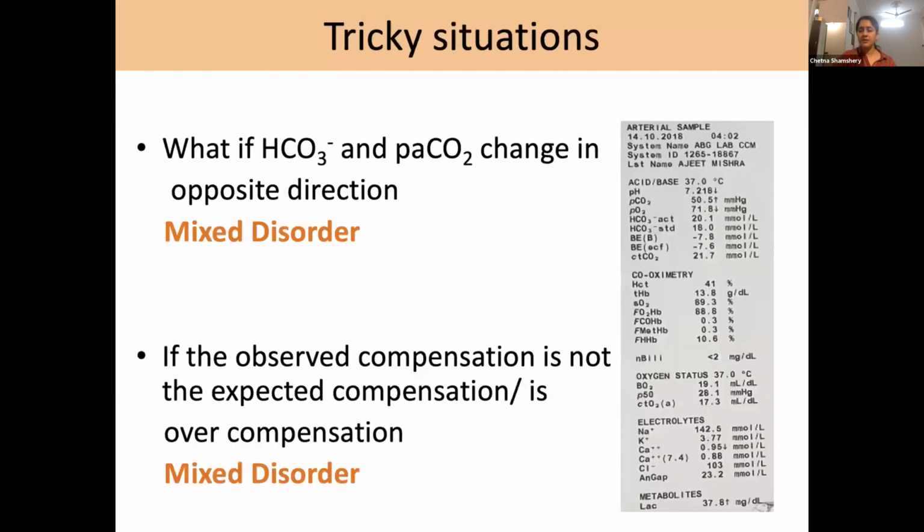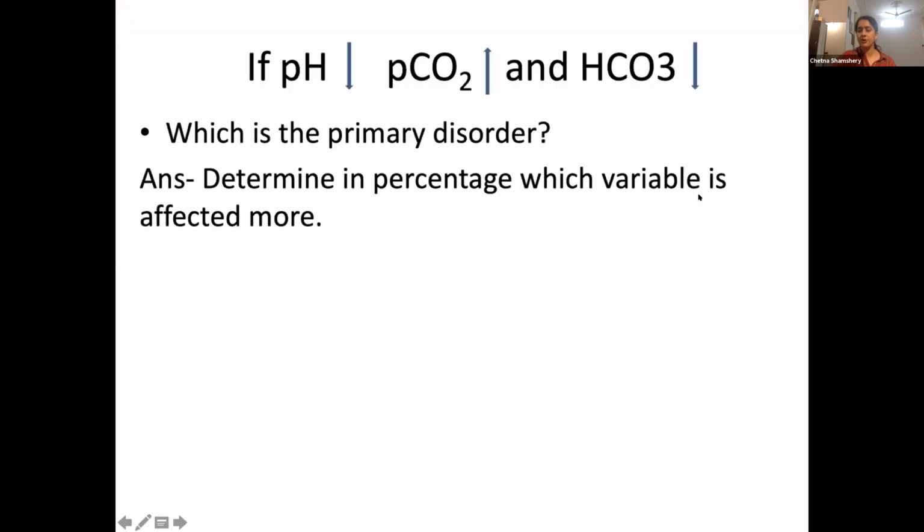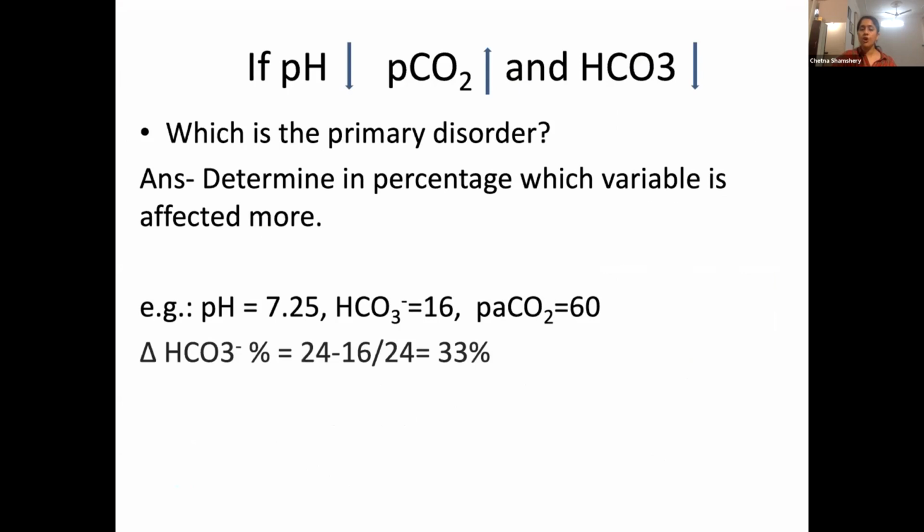I have also given one more example right here. We know that in this example, the PCO2 is going up for acidosis and the bicarbonate is going down for the acidosis. How do I know what is more important, the PCO2 or the bicarbonate? So you always take out the ratio. For example, there is a pH of 7.25. Bicarbonate has gone down from 24 to 16 and PCO2 from 40 to 60. So the PCO2 has changed by 50%, whereas bicarbonate has changed only by 33%. So we know that this is the primary culprit and this is the secondary culprit, but more important is the PCO2 component.